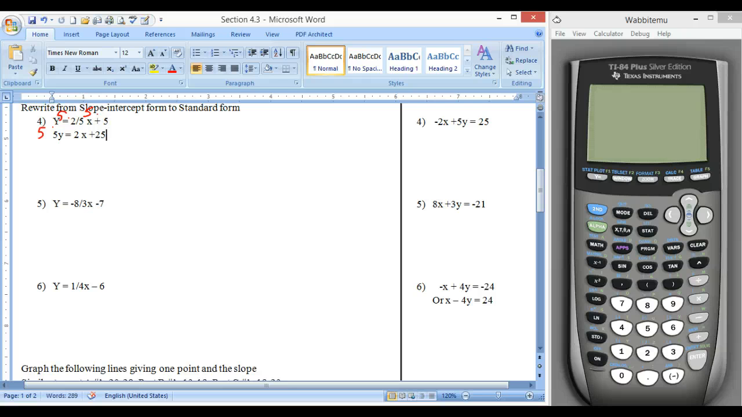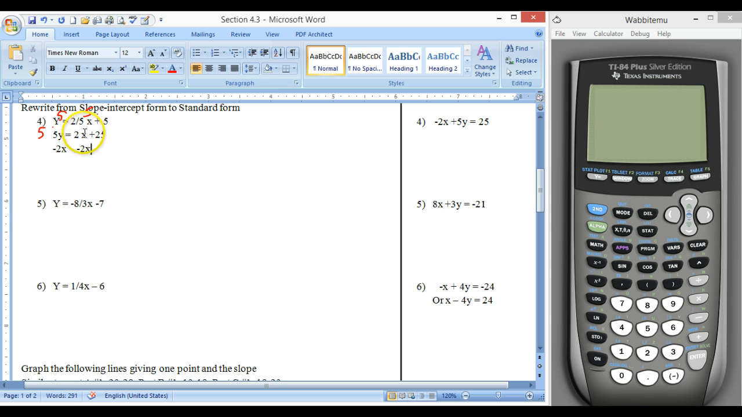Now I just need to keep going, make sure that the x and the y are on the left side and everything else is on the right. So in this one, I need to move my 2x over. Because it's positive over here, I need to subtract 2x, and I can show that like this.